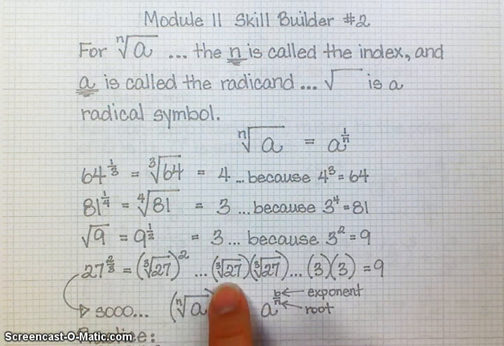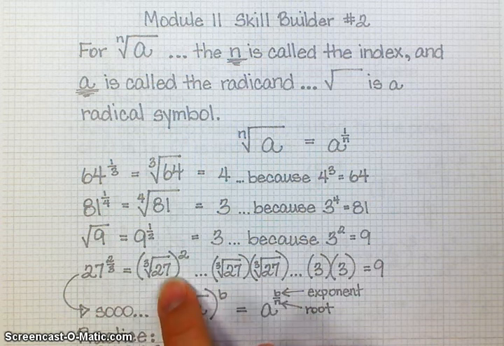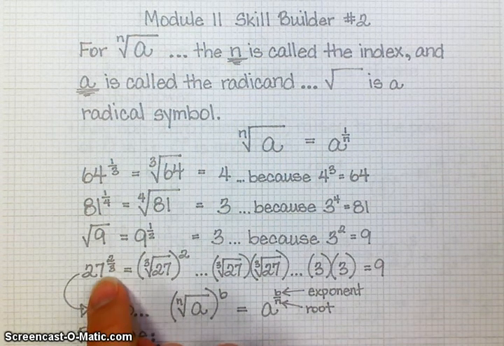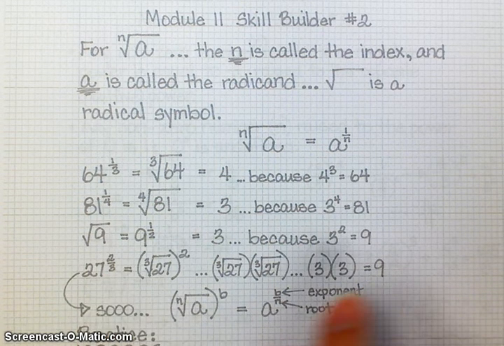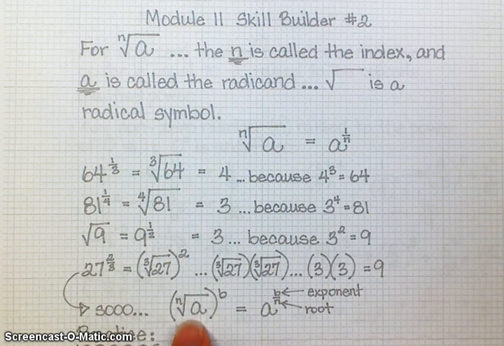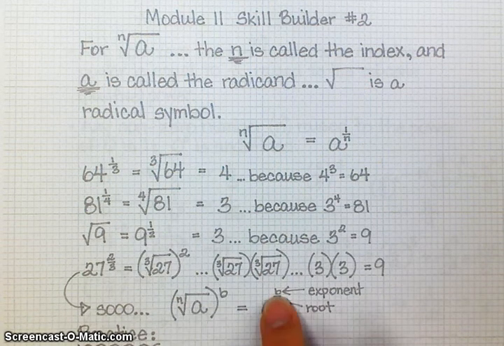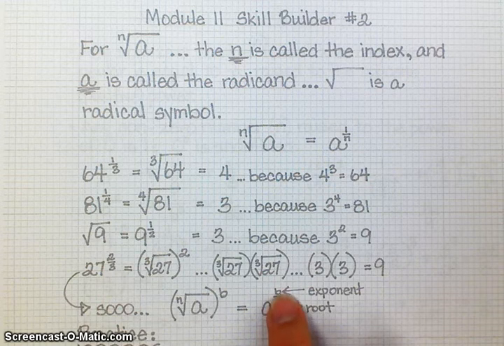So 27 to the 2/3 power is the cube root of 27 times the cube root of 27, which is what this means. 27 to the 2/3 power gives you 9 because you're going to cube root it and then you're going to square that answer. In just the nth root raised to the b power, your b is the numerator in your little exponent, and your n is your root, that's the denominator in your little exponent.